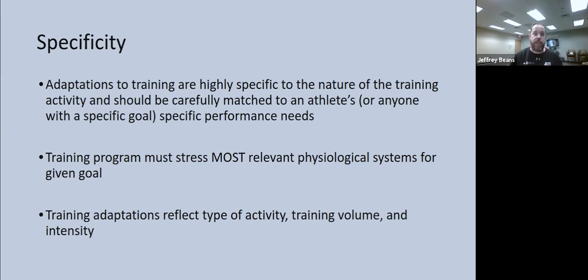So our training adaptations reflect the type of activity and the training volume and intensities that we choose. So now we have, what does this person want? What are their goals? And how do we build an exercise framework that meets those goals?